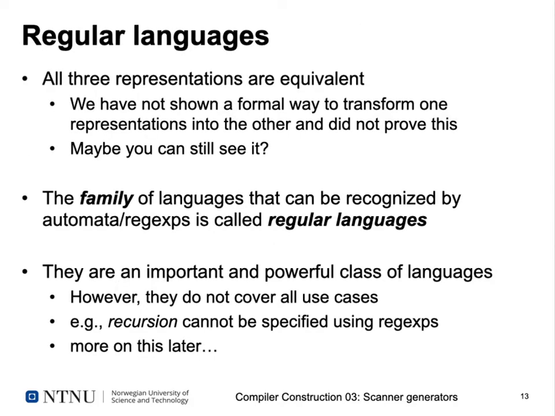All of these 3 representations are equivalent. We have not shown, and we are not going to show, a formal way, or not going to prove it at least, to transform one representation into the other, but maybe it's still possible for us to see it. So the so-called family of languages that can be recognized by automata or regular expressions is called the regular languages. And these regular languages are an important and powerful class of languages, but they do not cover all use cases.